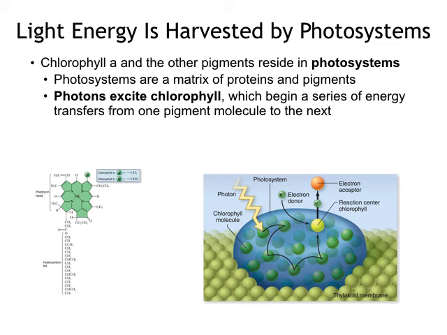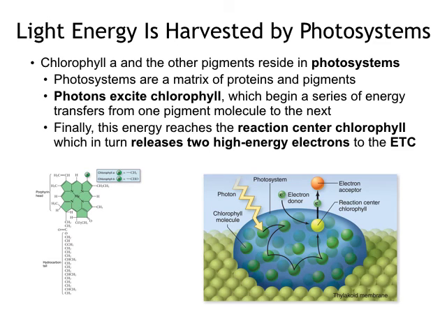I think, as far as I can remember, that's what's going on. But finally, this energy reaches a reaction center chlorophyll, which is chlorophyll A, if I'm not mistaken. And in turn, this chlorophyll is going to release electrons. So basically, the photons begin a chain reaction of energy transfers in the photosystem, culminating in the release of 2 electrons from this reaction center chlorophyll.